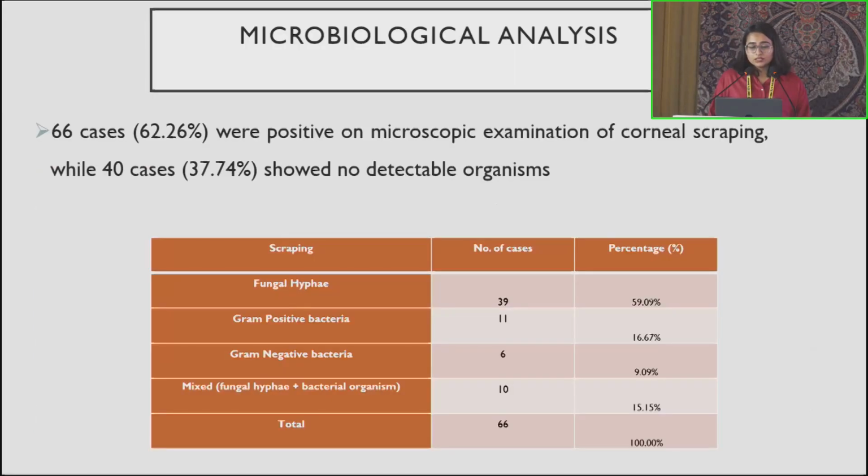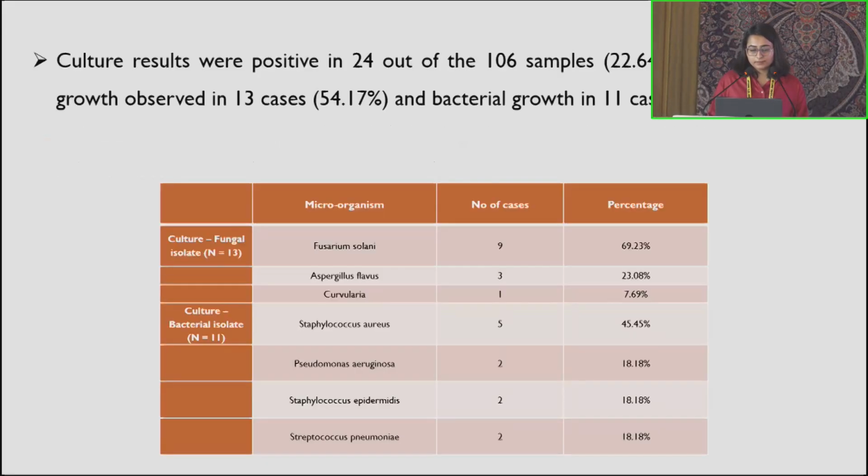On microbiological analysis, 66 cases were positive on microscopic examination of corneal scrapings. 40 cases showed no detectable organisms. Fungal hyphae were observed in 59% of cases, gram-positive bacteria in 16%, and gram-negative bacteria in 9% of the cases. Mixed results were found in 15% of the corneal scrapings. Culture result was positive in 24 cases, with fungal growth observed in 13, while bacterial in 11 cases.